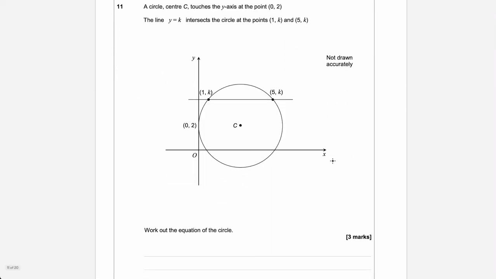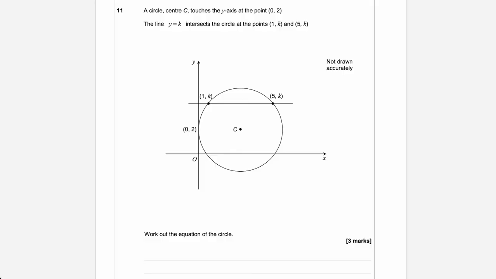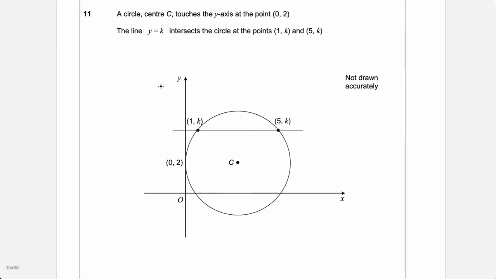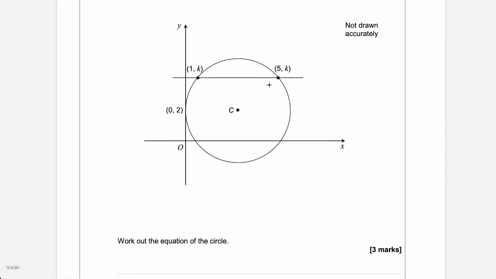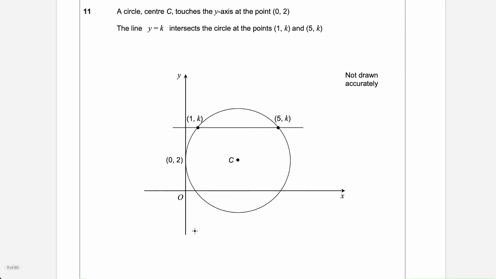Okay, question 11. A circle, center C, touches the y-axis at point (0, 2). The line y equals k intersects the circle at (1, k) and (5, k). Find the equation of the circle. Okay, so basically we're given this information. To find the equation of the circle, I need the center and I need the radius, and then I can just sub it into the equation of a circle formula.